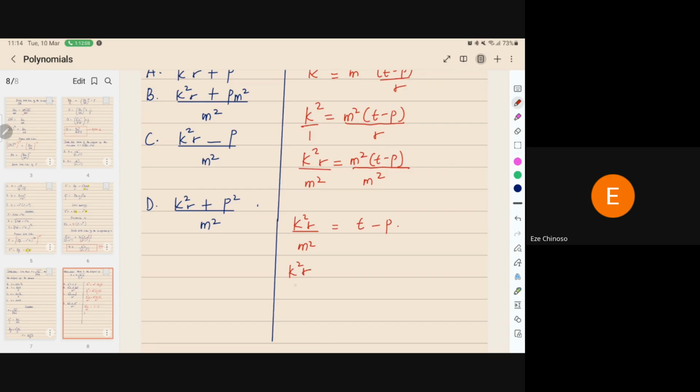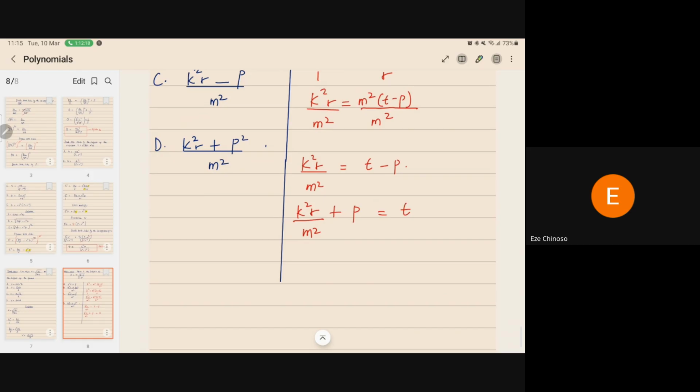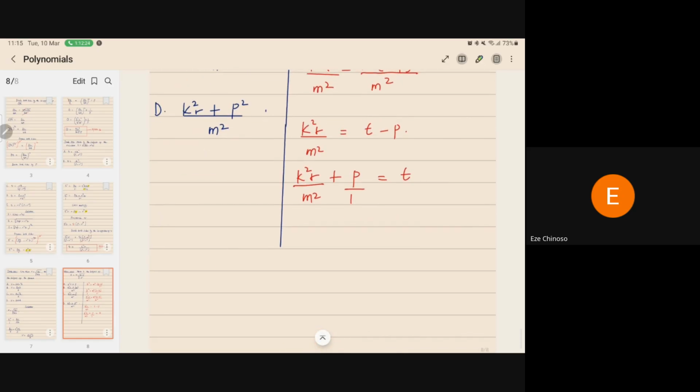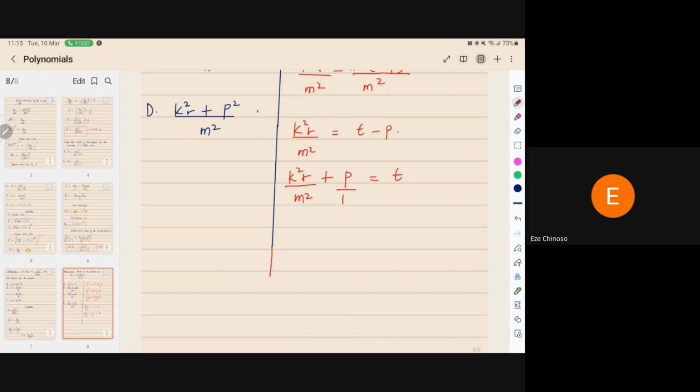You want to make T the subject of the formula. So this will now be K squared R all over M squared plus P equal to T, because P will cross over now. So when it crosses over, what next can we do? We're going to add the fractions together. This is over 1. And I've taught you guys before, for you to add or subtract fractions, the denominators have to be the same. So what am I going to do right here? I'll have K squared R over M squared. I'll multiply here P times M squared all over 1 times M squared, so that they can have the same denominator based on the equivalent fraction. Whatever you do to the up part, you do to the down part. Now remember that it is still equal to T.